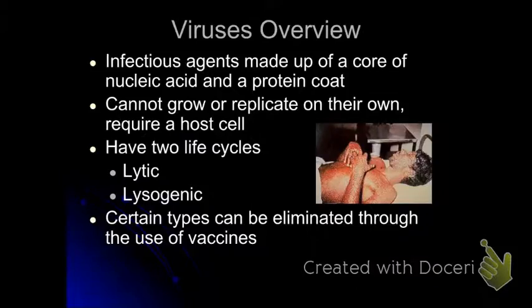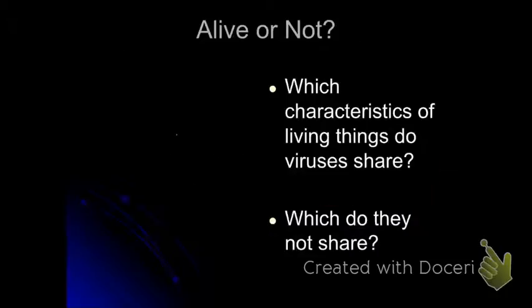So, a viruses overview: they're an infectious agent made up of a core of nucleic acid and a protein coat. They cannot grow or replicate on their own. It requires a host cell. They have two life cycles, lytic and lysogenic. Certain types of viruses can be eliminated through the use of vaccines, and we have eliminated a lot of the really bad viruses. Unfortunately, some of the viruses are coming back because people are not vaccinating in a timely manner.